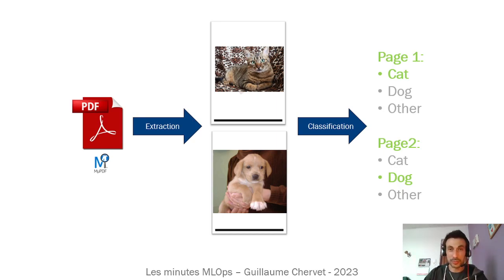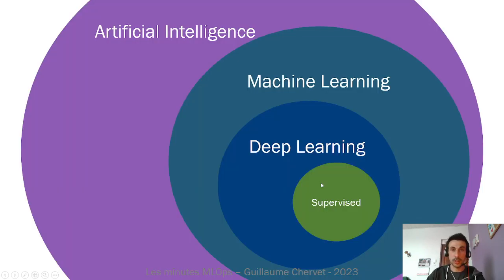So our goal is to set up an API that automates these actions. We'll receive PDFs as input, extract the images present on each page so that we can feed them to an AI that can classify whether each page contains a cat, a dog, or something else. So that's the aim of the project.